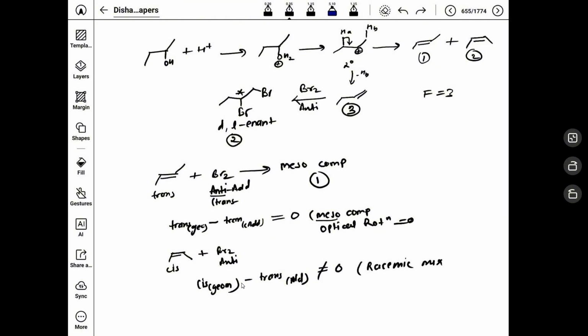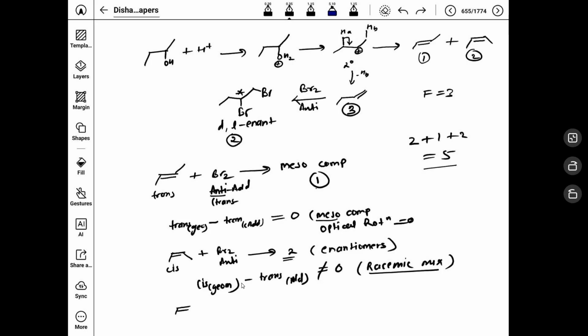So how many compounds will you get? 2. Racemic mixture means enantiomers. You will get in this case also enantiomers. So 2 from this, 1, 2. So total 5. 2 plus 1 plus 2 is equal to 5. So you will get a total of 5 products in this way.